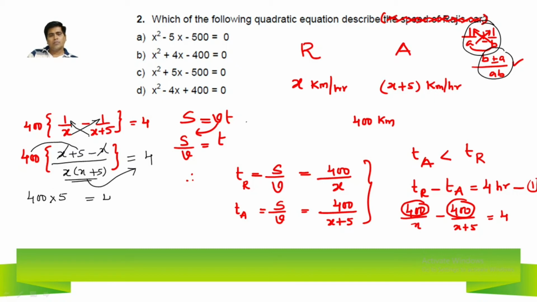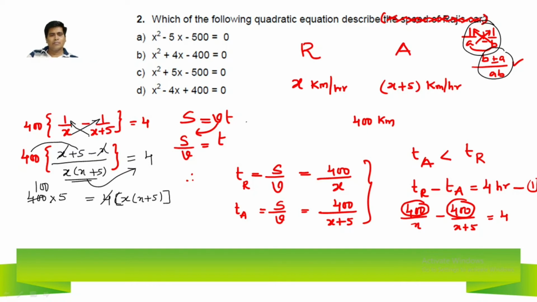This becomes 4 into x into x plus 5. So this is the equation we get. Now, because everything is in product, I can cancel it. The 4 and 400 I can cancel. If not, you can send this 4 to that side, so it is divided by 4. 400 by 4 is how much? It is 100. In this way also we can do it.